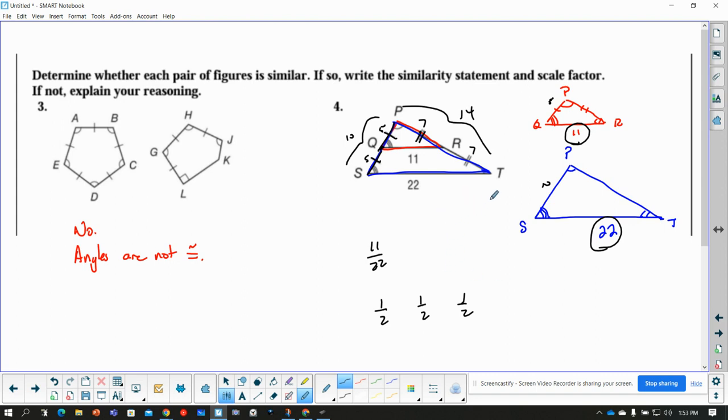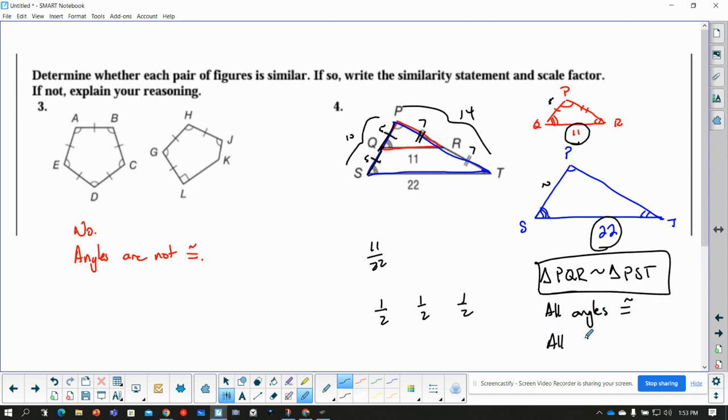So all the sides are proportional. All of the angles are congruent. Are these triangles similar? Yes. Triangle PQR is similar to triangle, so if I went PQR, I needed to go PST. You can see it better over here. All right. So are they? Yes. All angles congruent and all sides proportional. That's my reasoning. Okay.